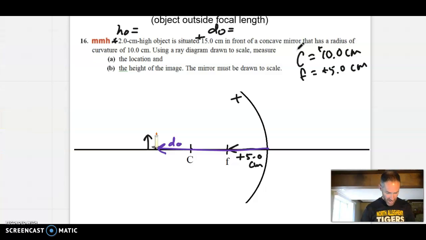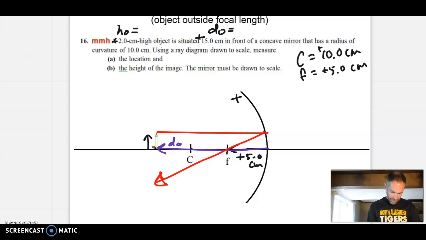First thing I'm going to do, I'm going to draw the parallel ray. And so I'm going to come from the flame and I'm going to go parallel to the principal axis like so. And then I'm going to reflect through the focal point. And so here I come reflecting through the focal point, and this is actually going to look a lot like what I did on the last video. There we go.